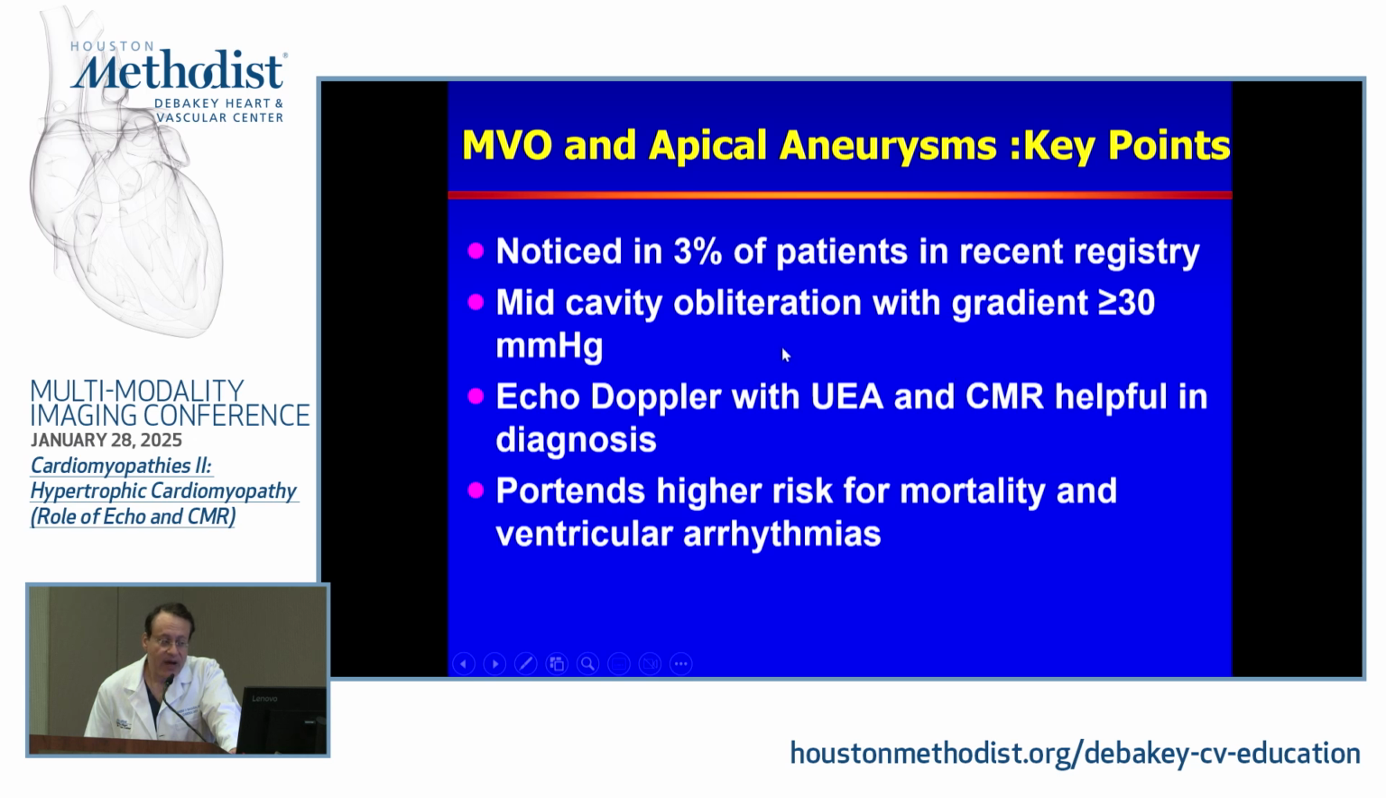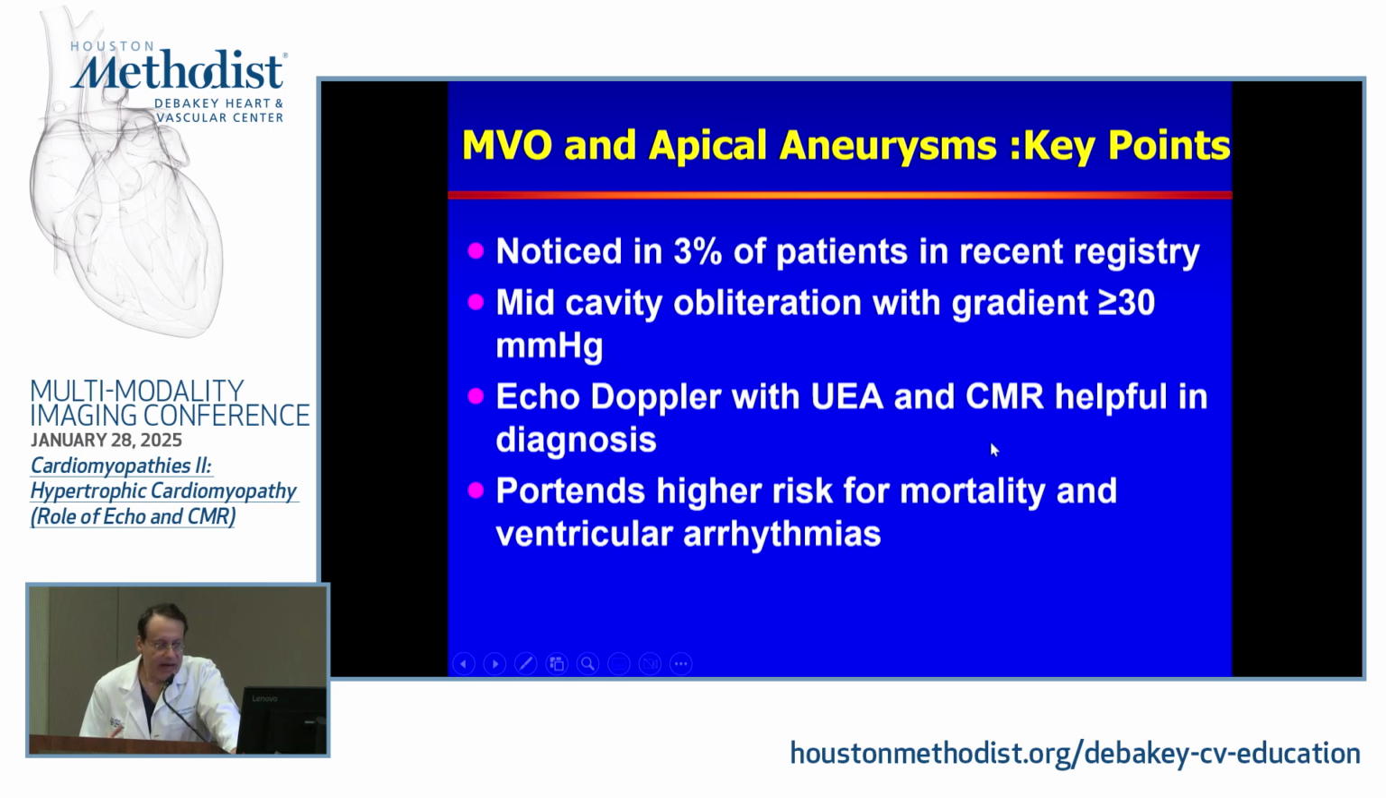The way we define a significant mid-ventricular obstruction is the presence of a gradient of at least 30 millimeters mercury. We need to look carefully not just at the mid-ventricle, but also at the apex. And so for echo, we rely on flow signals Doppler in addition to ultrasound enhancing agents. CMR is ideal as well to look at these cases.